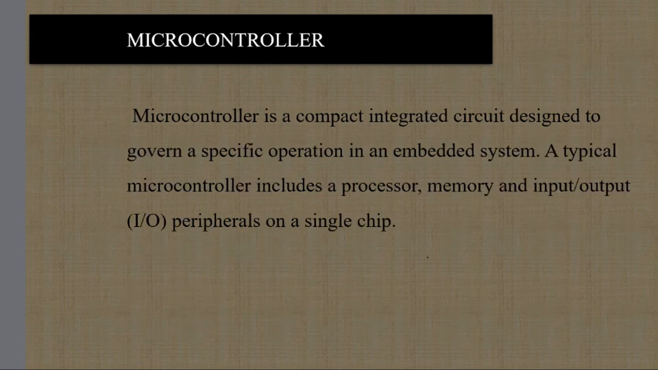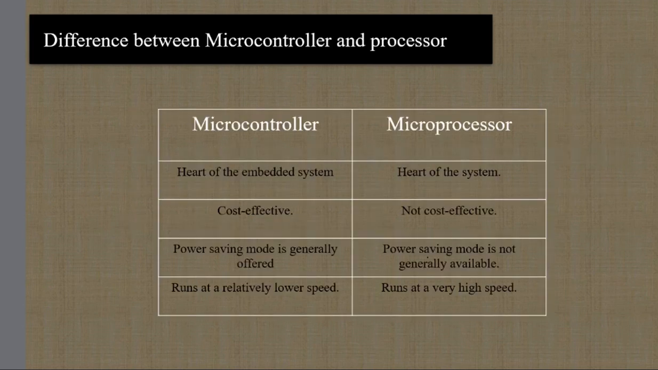Microcontroller. A microcontroller is a compact integrated circuit designed to govern a specific operation in an embedded system. A typical microcontroller includes a processor, memory, and input and output peripherals on a single chip. The difference between a microcontroller and a microprocessor: the microcontroller is the heart of the embedded system, while the microprocessor is the heart of the whole system.